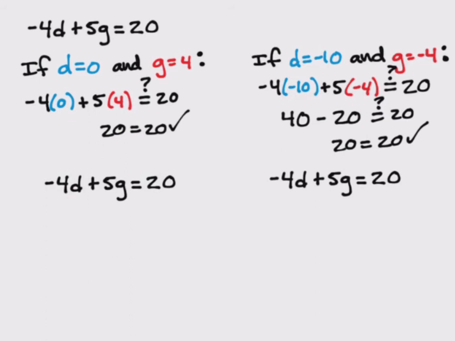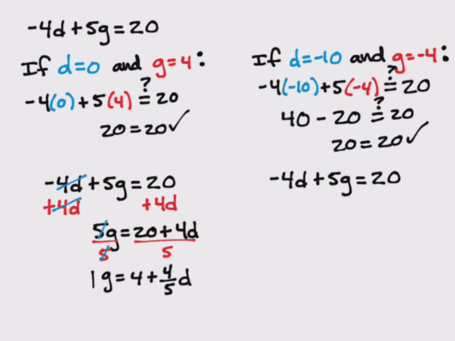Alright, first things first, let's at least isolate the 5g by adding 4d to both sides of this equation. Now we divide both sides of the equation by 5, and on the right-hand side, making sure to divide both 20 by 5 and 4d by 5. All right, now let's solve for d.